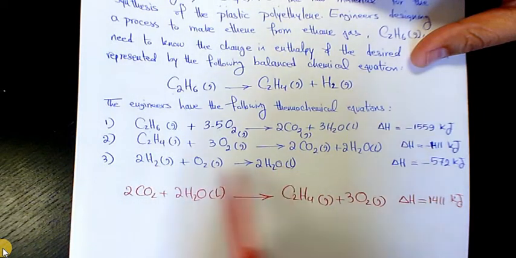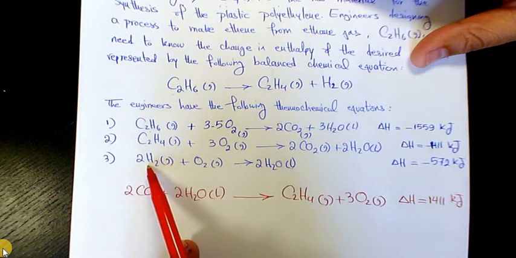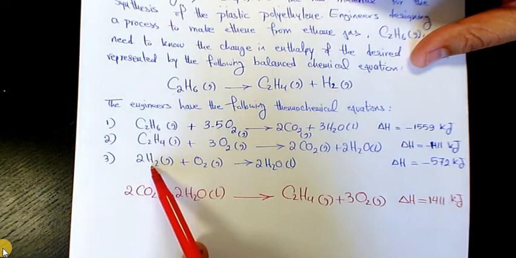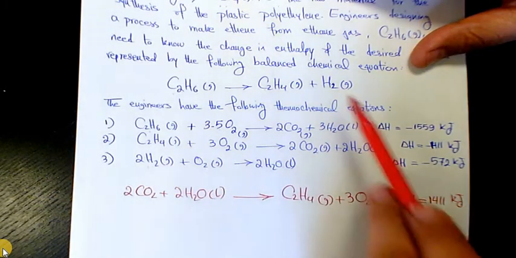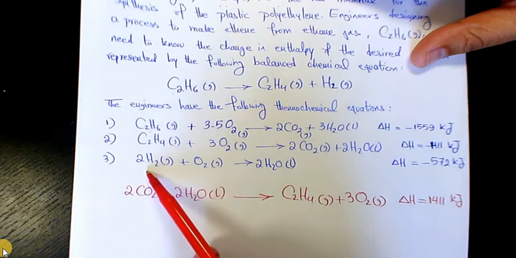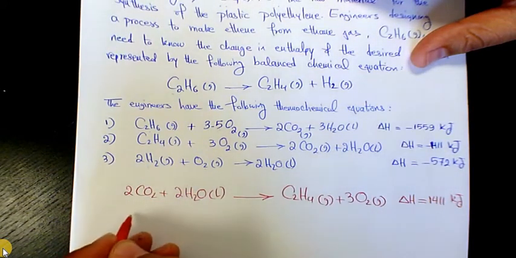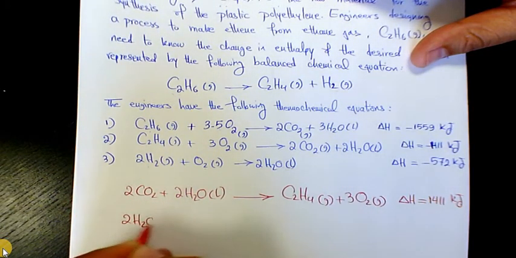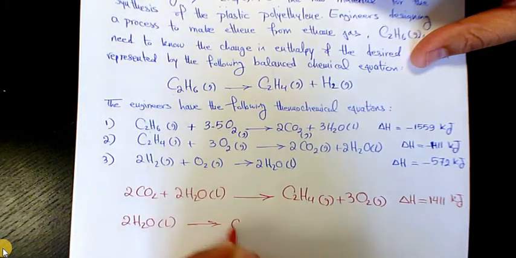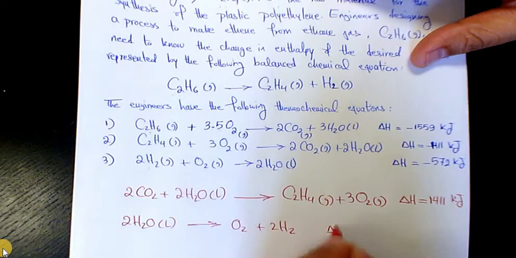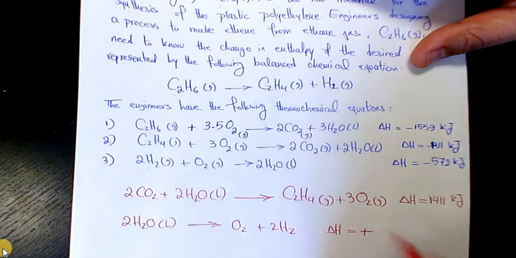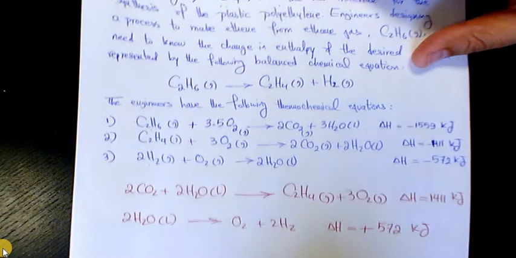So what happens to the last equation? On the last equation we have H2 plus oxygen is going to give us H2O. So H2, and here we have H2, it means that we need to reverse this one as well. So it's going to be 2H2O liquid. It's going to give us O2 plus 2H2. Delta H is going to be positive 572. Because we reversed that, we need to change the sign as well.